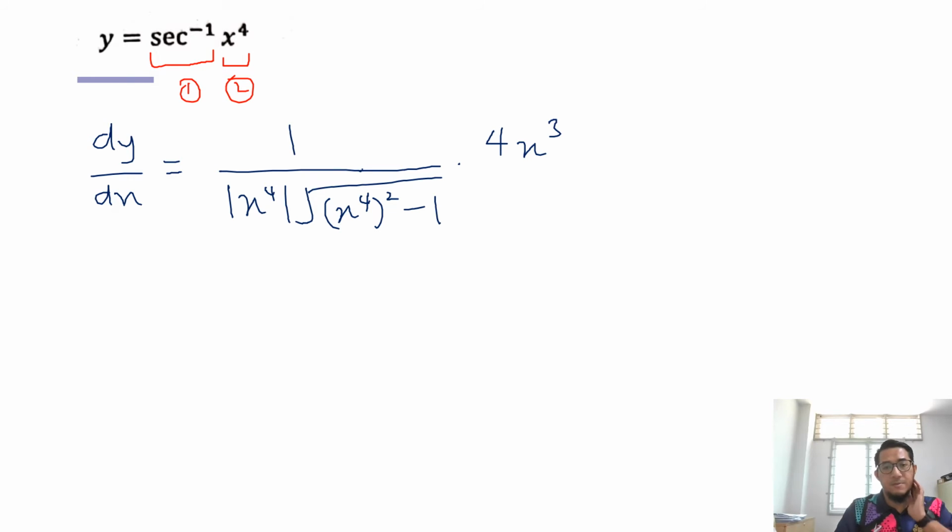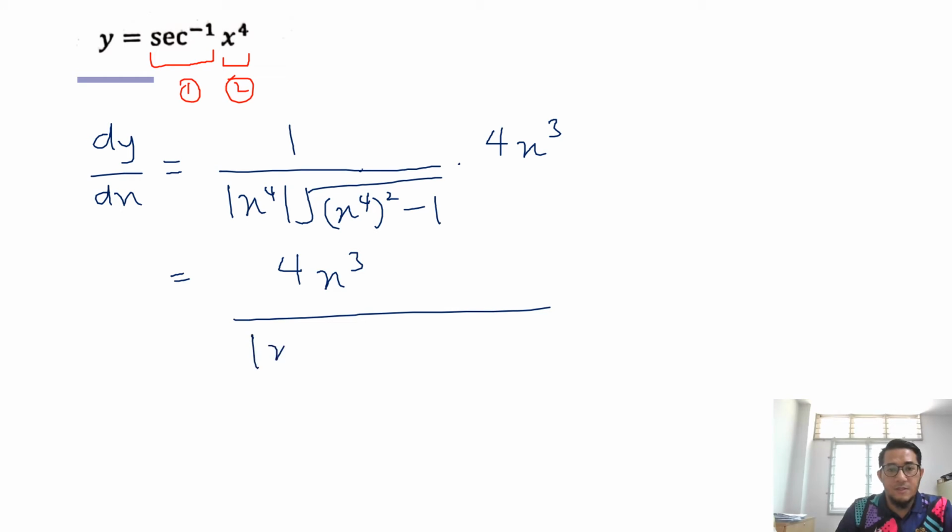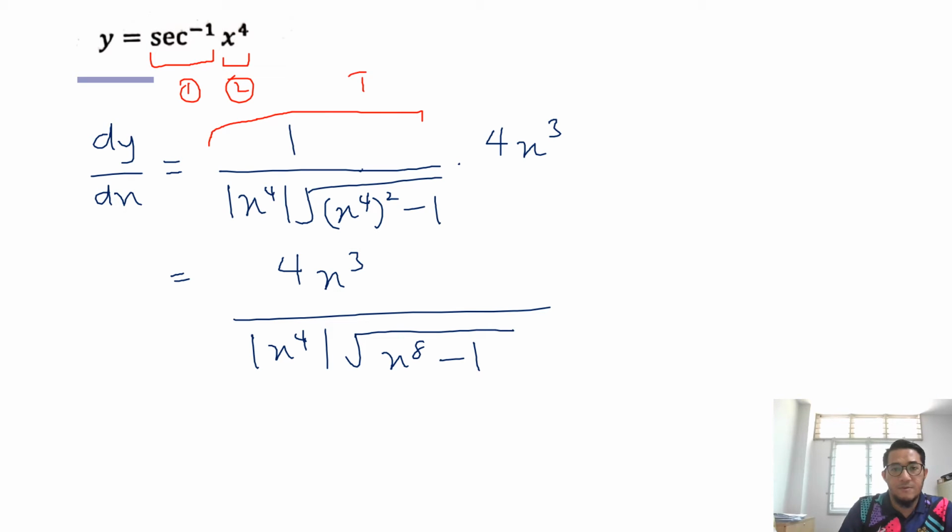Then you just simplify. You should get 4x cubed over modulus x to the power of 4 times square root of x to the power of 8 minus 1. From here you can see the first part is what you get if you differentiate secant inverse, and this one is what you get if you differentiate the second part, x to the power of 4.